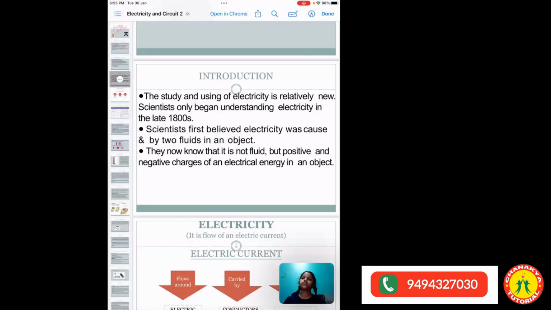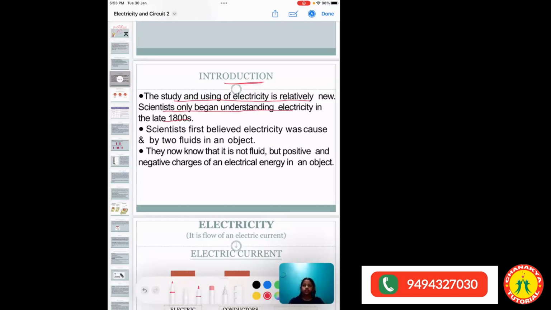Okay, so coming to the introduction part. The study and use of electricity is relatively new. Scientists only began understanding electricity in the late 1800s. So earlier, in those years, the appliances were not there, and electricity was not available in proper amounts. So if they wanted to study, they had to light a lamp and study under that.